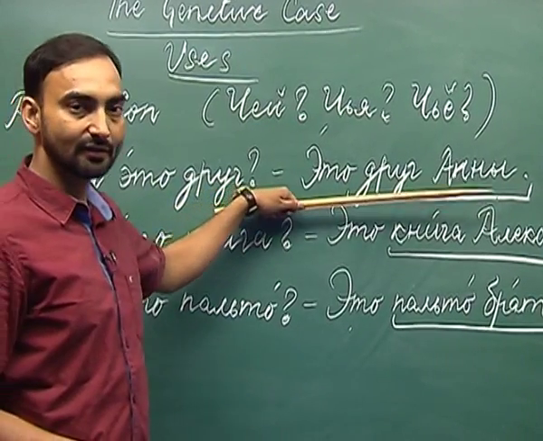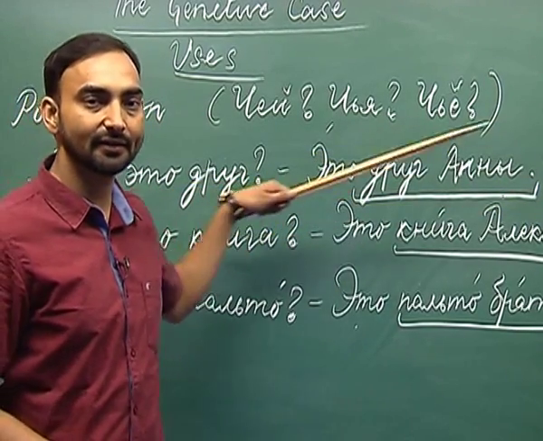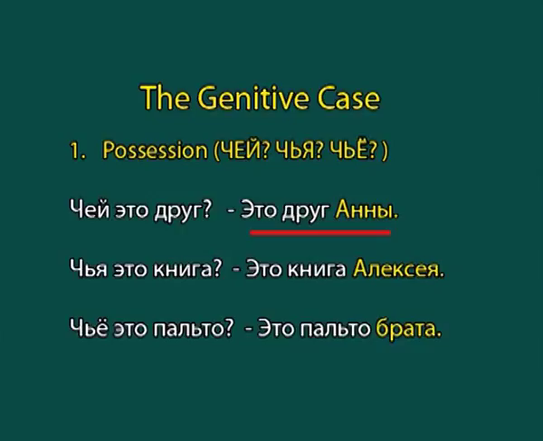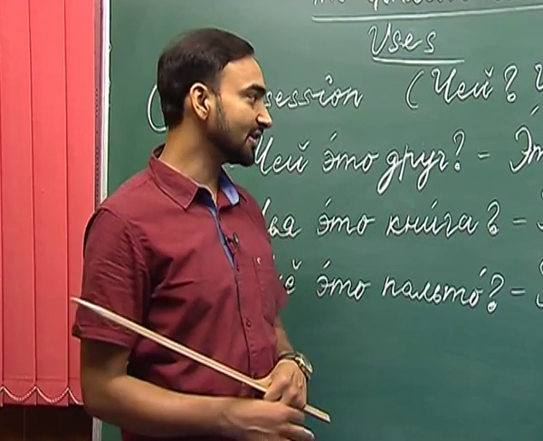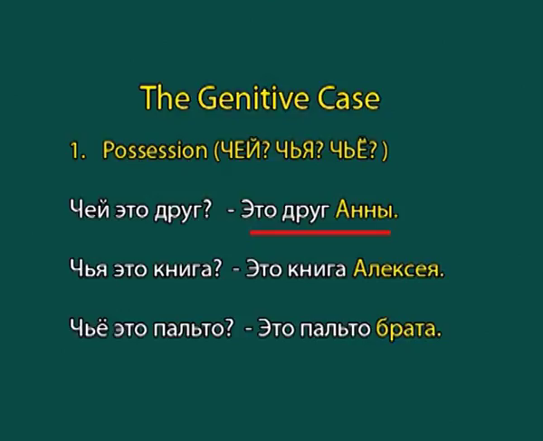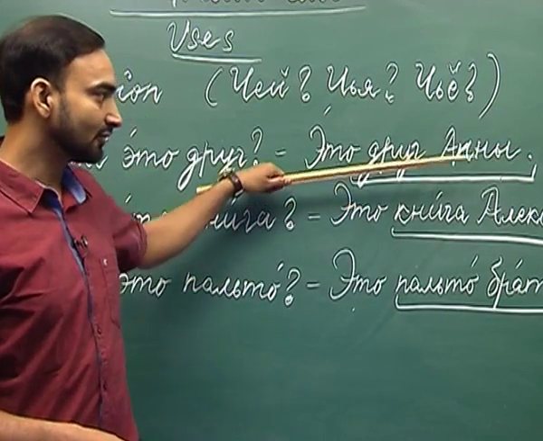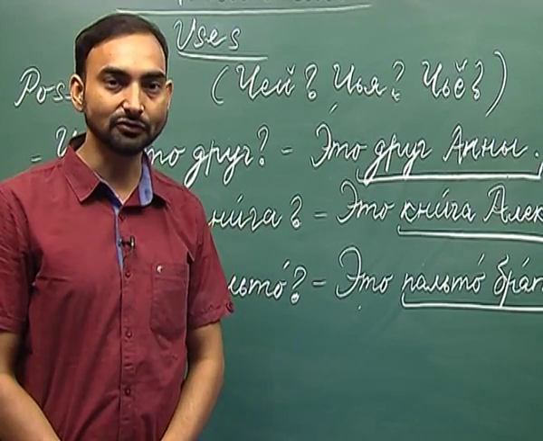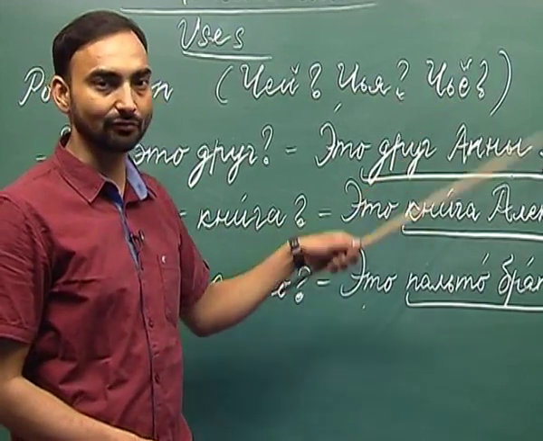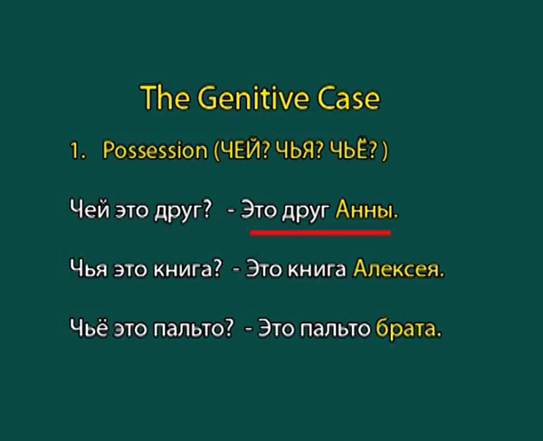And here I have written the answers also. Это друг Анны, this is Anna's friend. As we know, in English we use an apostrophe to show possession, but in Russian we do not use anything like that. We only use the genitive case form of the noun. So, here Анны is the genitive case form of the noun Анна, which is a proper noun. It is a Russian feminine name. Чей это друг? Это друг Анны.